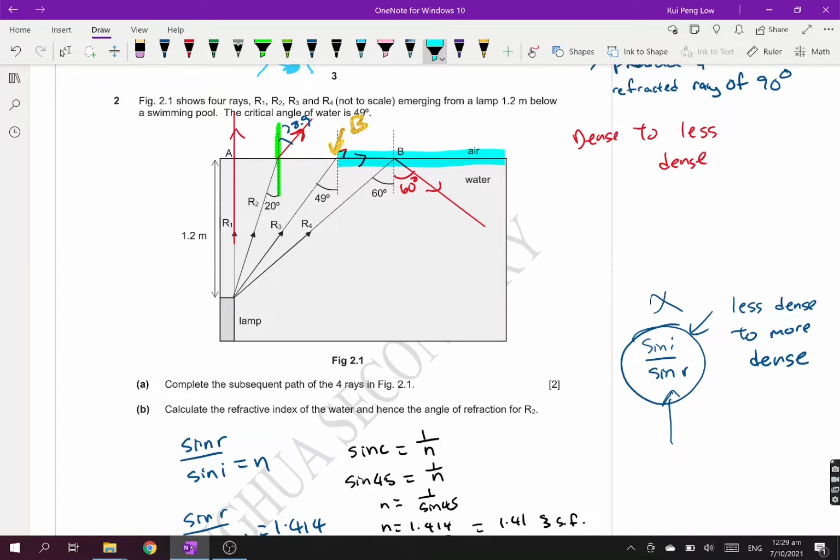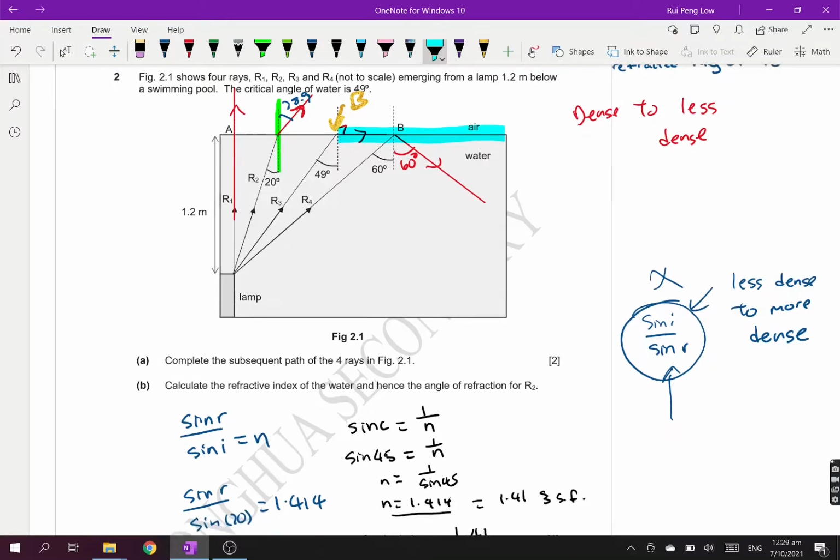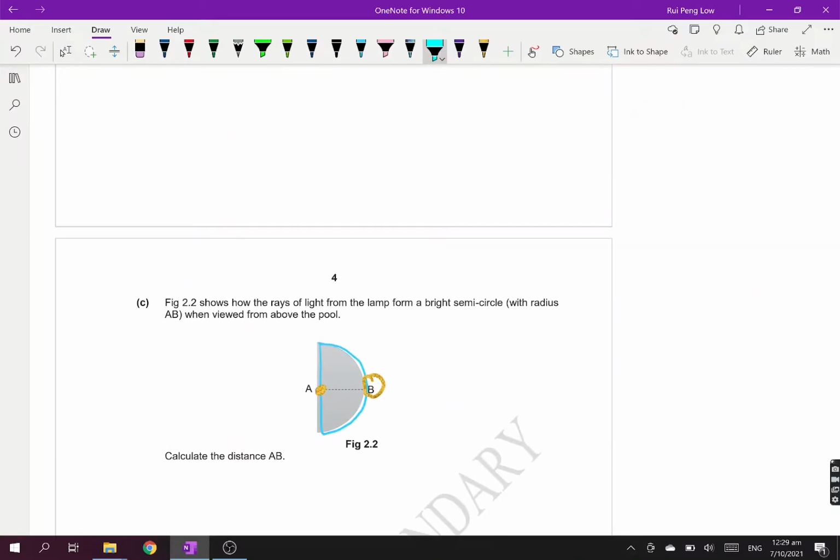All it can do is that after the incident angle is greater than 49, all it can do is have total internal reflection. That's why in this region here, you are unable to see the light, because all the light has been totally internally reflected back into the swimming pool instead of out of the swimming pool.